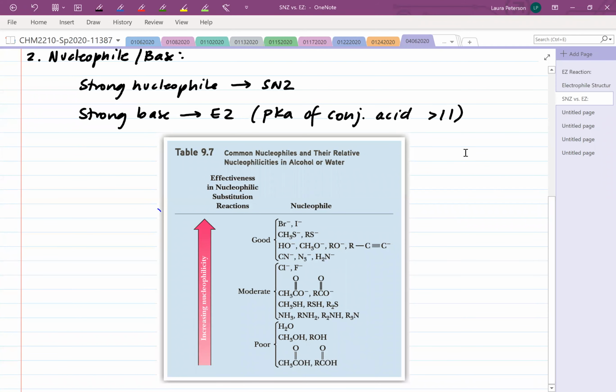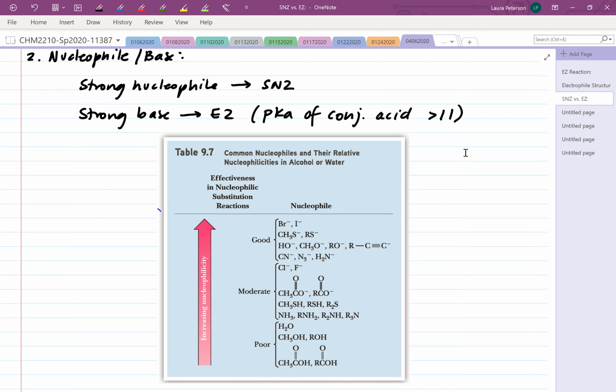Okay, so I went and got that nucleophile table, 9.7, that was in our notes from sometime last week. And I want to just look at this chart and think about which of these nucleophiles slash bases have a conjugate acid with a pKa greater than 11. So basically, if we have reached this threshold in basicity, that base will promote an E2 reaction, and the E2 rate will be faster than the SN2 rate.